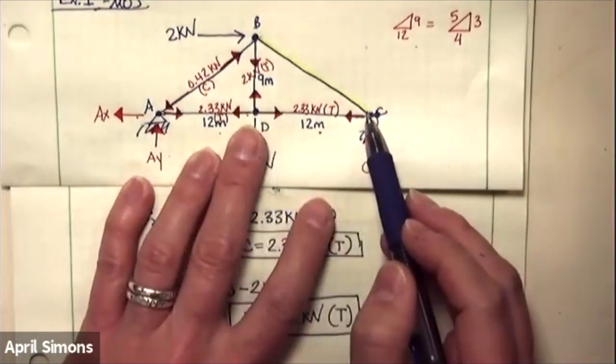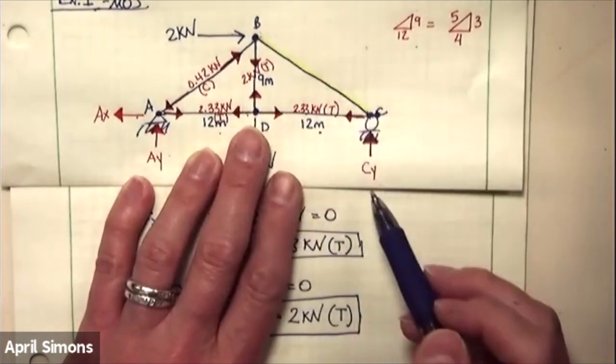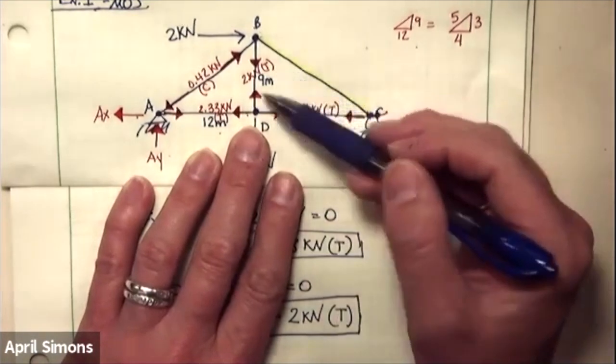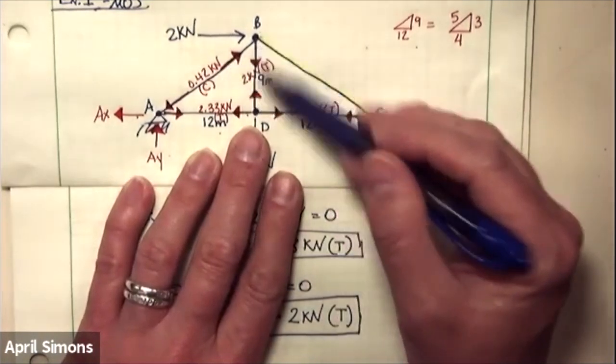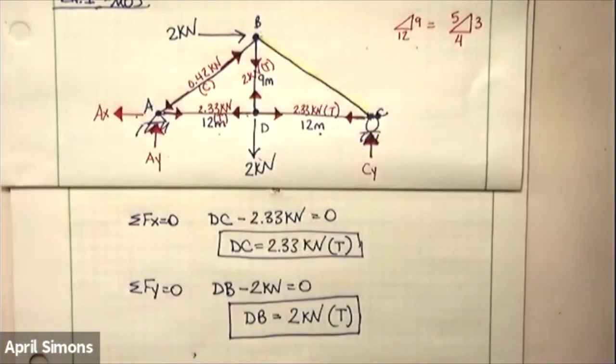We could move to joint C. We have 2 knowns at joint C, 1 unknown. Okay, move up to joint B. We've got 3 knowns and 1 unknown. So would it make more sense to choose joint C or joint B in this case?